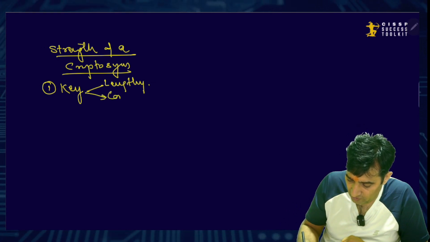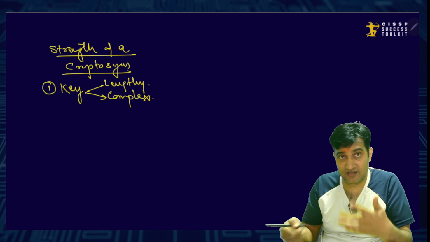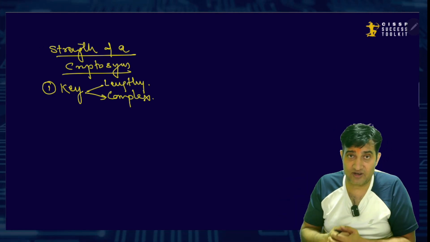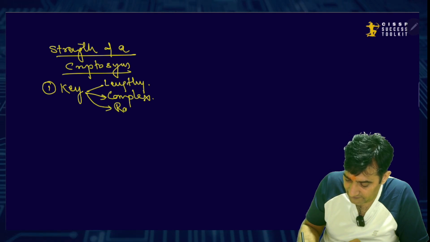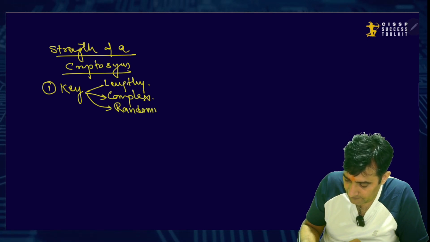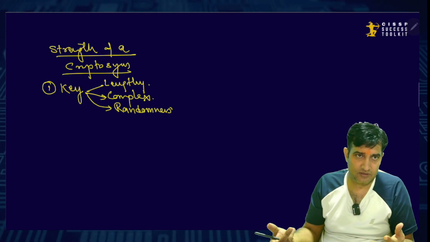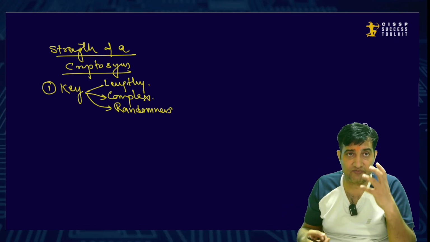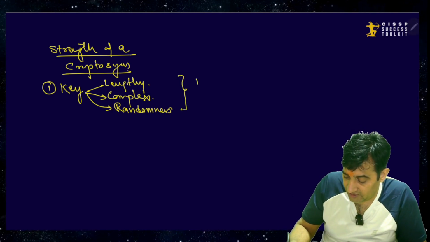Then it has to be complex. The more complex it is, making use of different characters and all, the more difficult it is for the attacker to break. And the third thing is called randomness. If the key is more random, it is always better. So these are the three factors when it comes to key, and more importantly, how the key is managed.